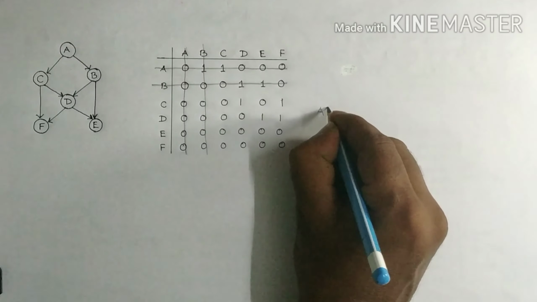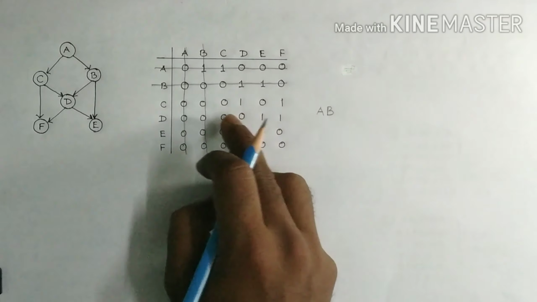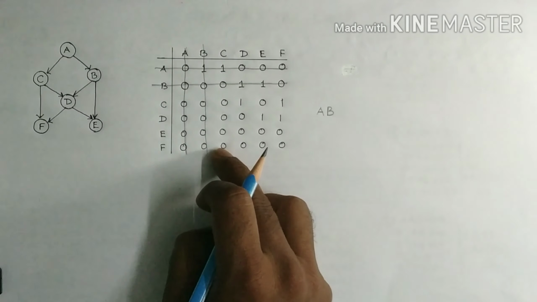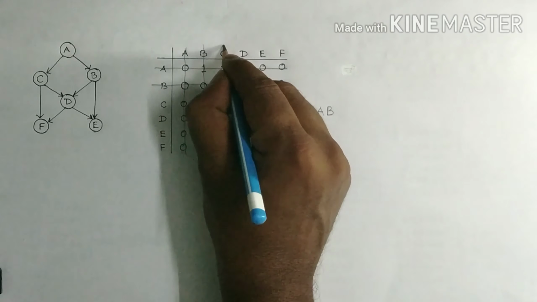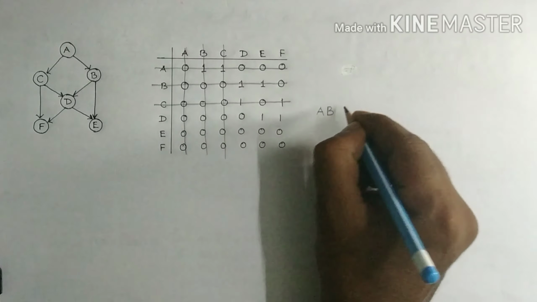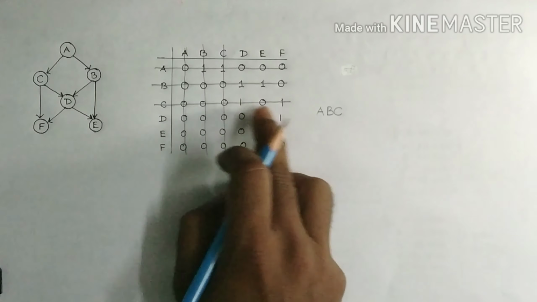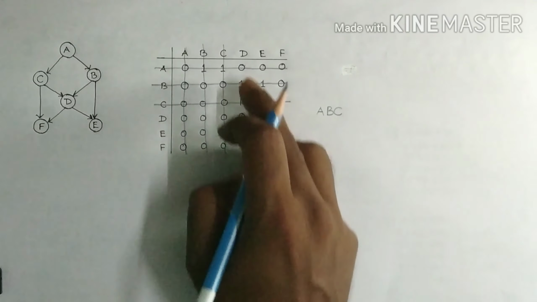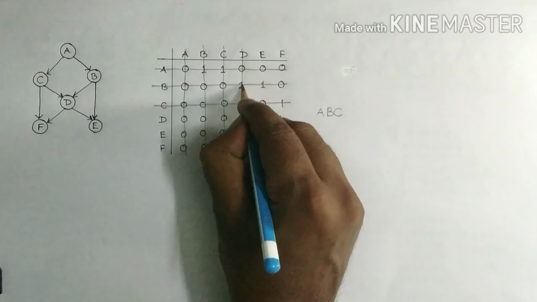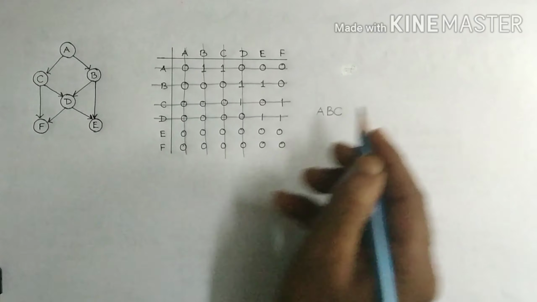Write it down in order. Now all elements of column C are 0 in the remaining matrix. So delete column C and row C. Write it down in topological order. Now from the remaining matrix, column D has all elements 0. So delete column D as well as row D.